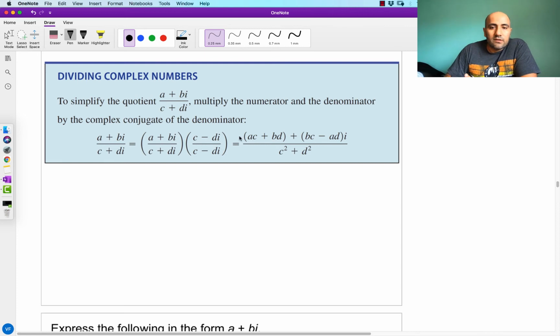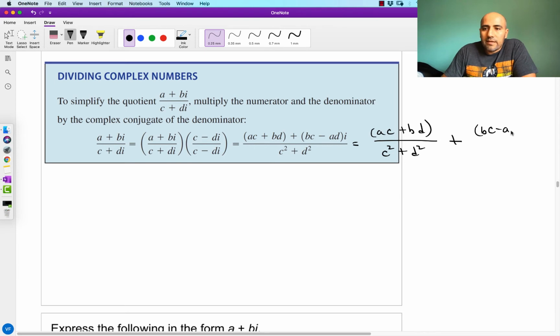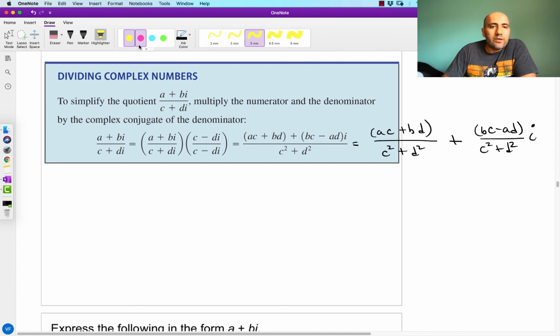Right? In other words, to finish this thought, this is going to be some number we can calculate with no i in it. Right? So once they give us the a, b, c, and d, we'll be able to calculate this out. This is just some number. So we'll be able to separate this into two fractions. One of them will be ac plus bd divided by c squared plus d squared, plus, and then this one will be bc minus ad divided by c squared plus d squared, i. And so we'll be able to rewrite this once the numbers a, b, c, d are provided.